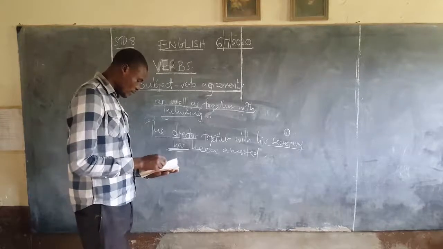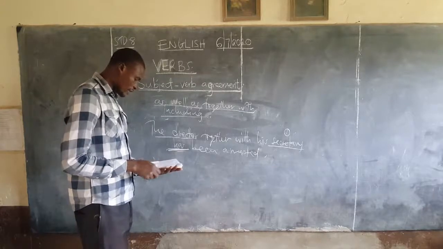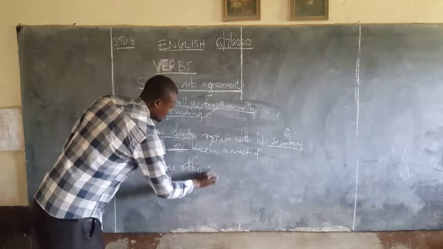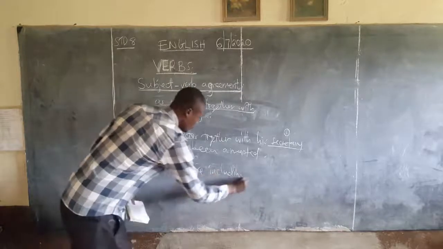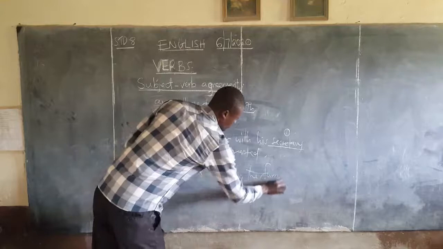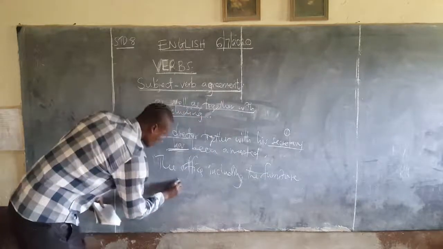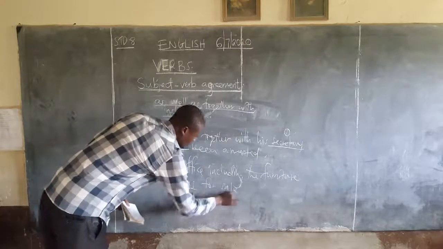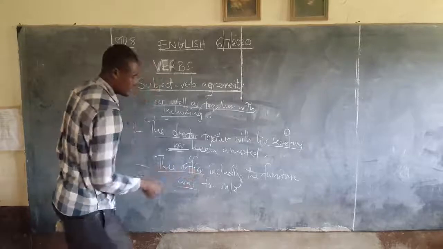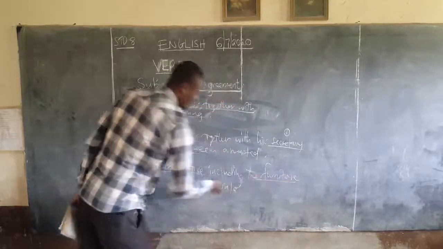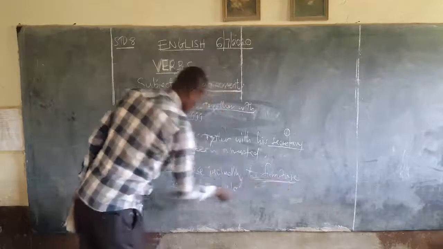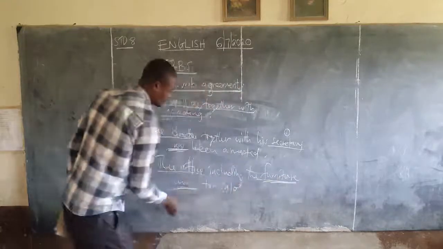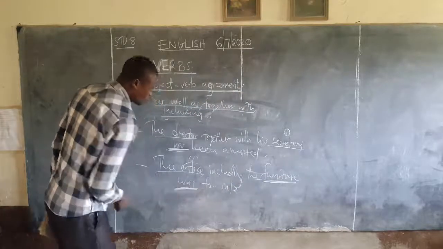Then we go to the last one, that is the office, including the furniture. Maybe the house has been sold, so the office including the furniture was for sale, meaning the office including or together with the furniture inside it were on sale. So that talk of was on sale. So only one thing, we treat that furniture last. That one we give it was in that level.